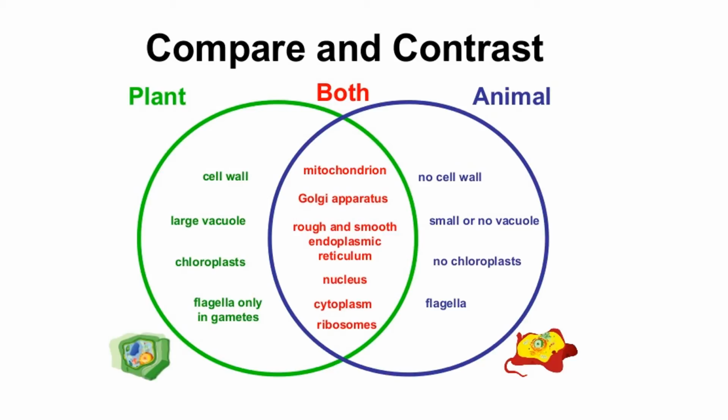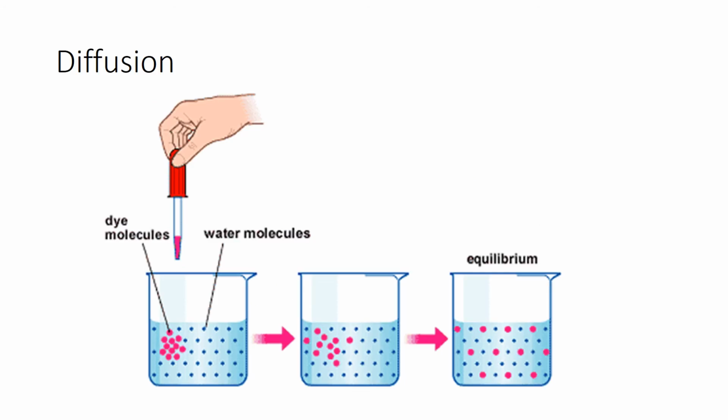They have vacuoles, but different kinds. Plants have chloroplasts, where animals don't. And some of the animal cells can have flagella, like a sperm, for example, but not very common. All right, let's talk about movement across.